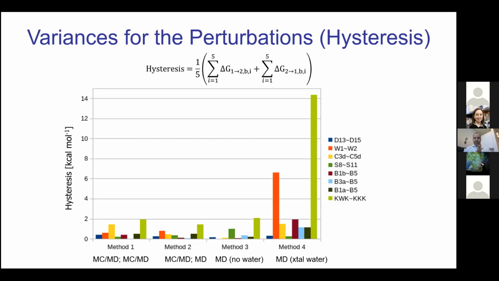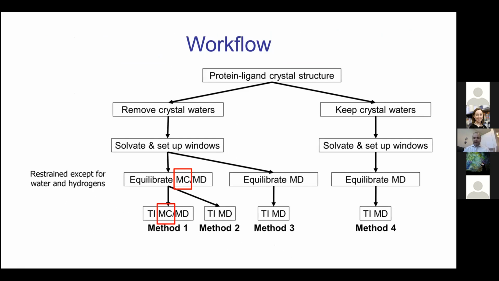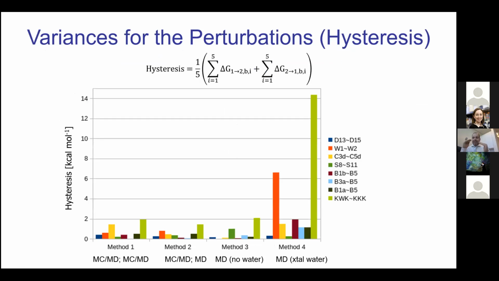Now for the results. First of all, as always, we check the hysteresis of the perturbation. This is a very fancy equation, but if we go back here, we just see that we sum the two numbers. If the value is 0, it means that the hysteresis is 0 and the simulation works very well in both directions. It just means that both directions get the same value.